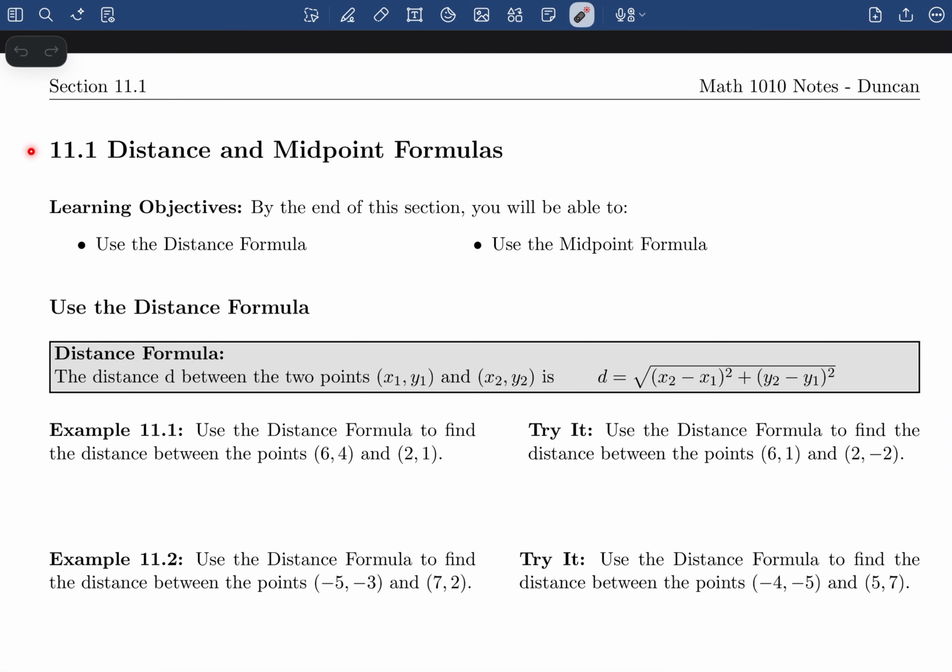This is lesson 11.1, the distance and midpoint formulas. The learning objectives are to use the distance formula and to use the midpoint formula.